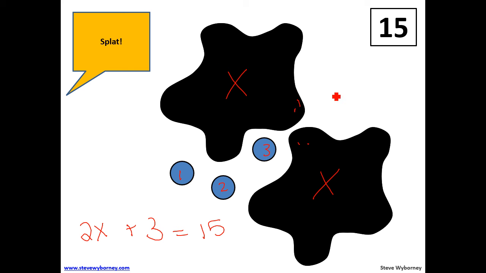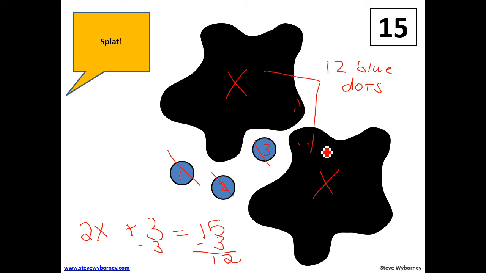Okay, well, we're going to look at it and go, okay, well, let's get rid of these ones dots. Okay, these blue dots that we can see already, let's get rid of them. Okay, so 15, we take away these 3 dots. And we're left with how many are going to be underneath these black ones? Well, there's going to be 12. Okay, so there's 12 blue dots underneath these 2 black splats.